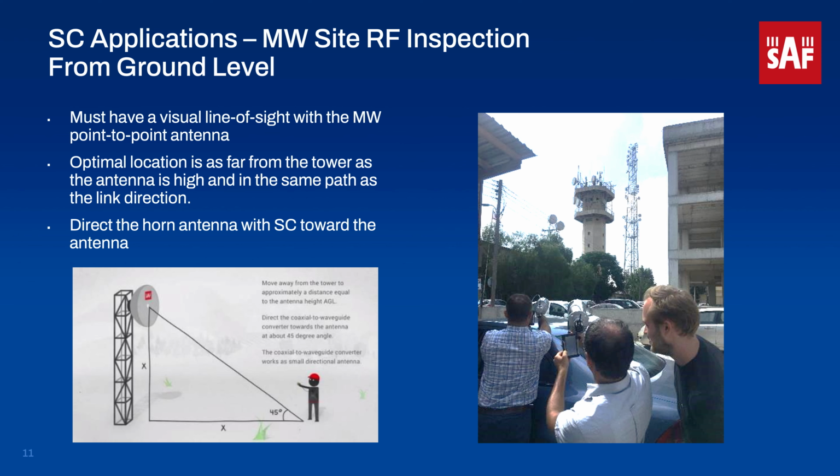To have the best chance to successfully do the RF parameter measurements from the ground level for the microwave point-to-point antenna, you would need to have visual line of sight from antenna to antenna, and you also need to stand as far from the tower as the antenna is high on the tower. So this is sort of the optimal location.